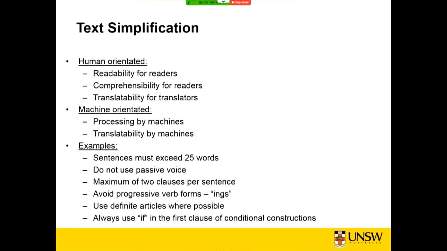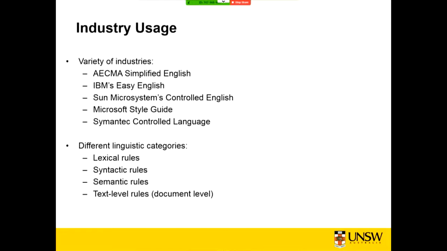Here are just some very simple examples: limiting the number of sentences or words in a sentence, not using the passive voice, having a maximum of 2 clauses per sentence, avoiding progressive forms like -ing, like "I go" rather than "I'm going", using articles, basically making language explicit, less prone to ambiguity, and so on and so forth.